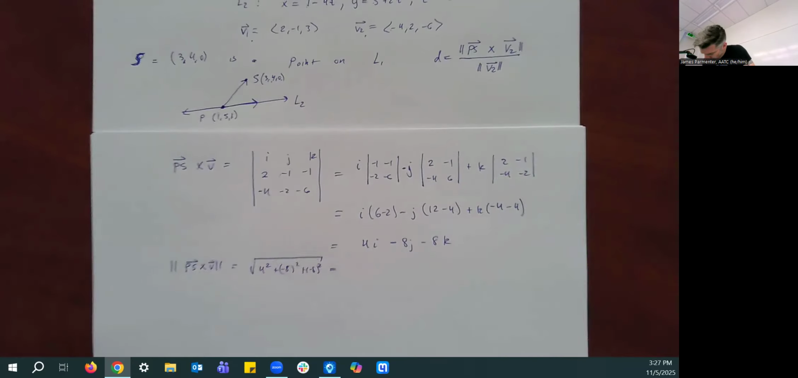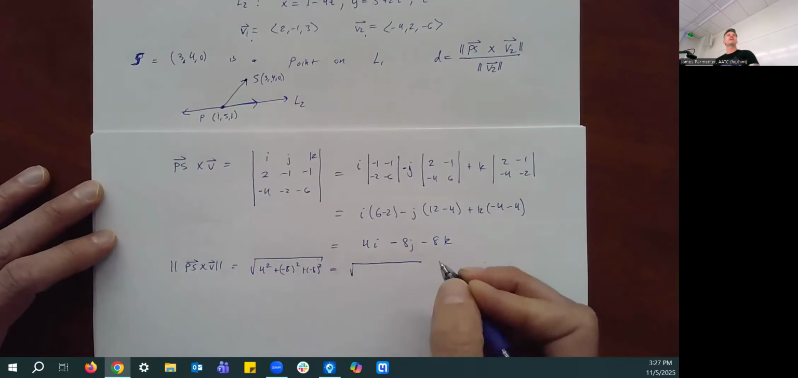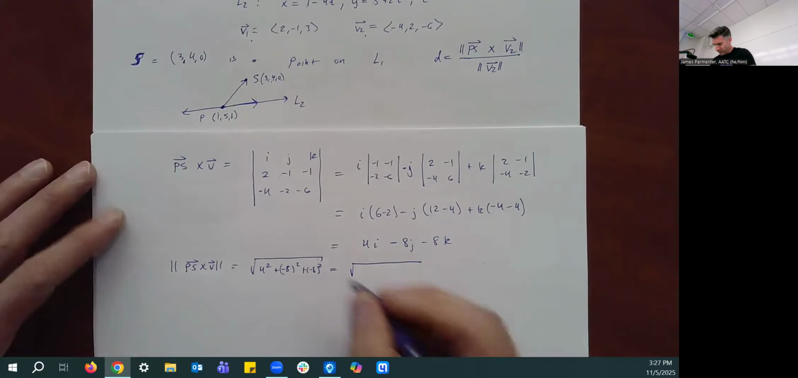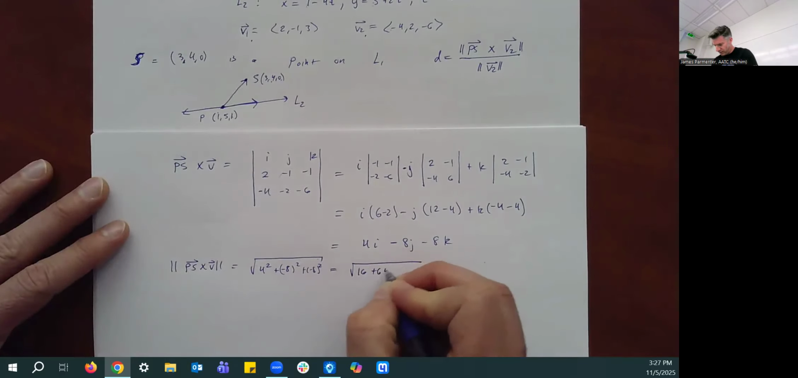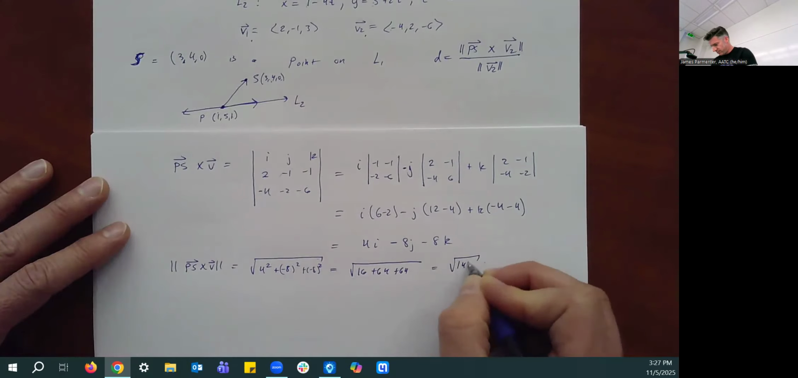Is that really 144? Let's check it out. They actually pick nice numbers. I'm just surprised. You never just accidentally get a nice square number in there, but I think it is. We get 16 plus 64 plus 64. Yep, cool. How nice is that?